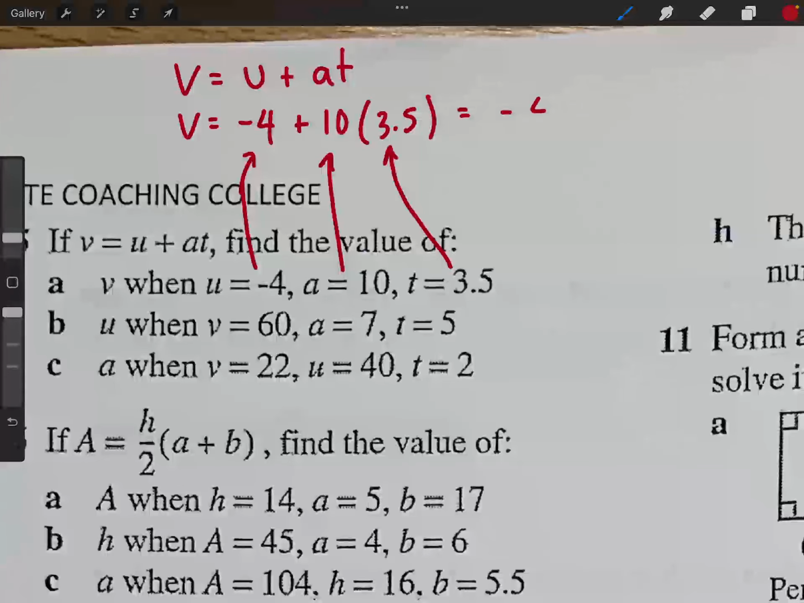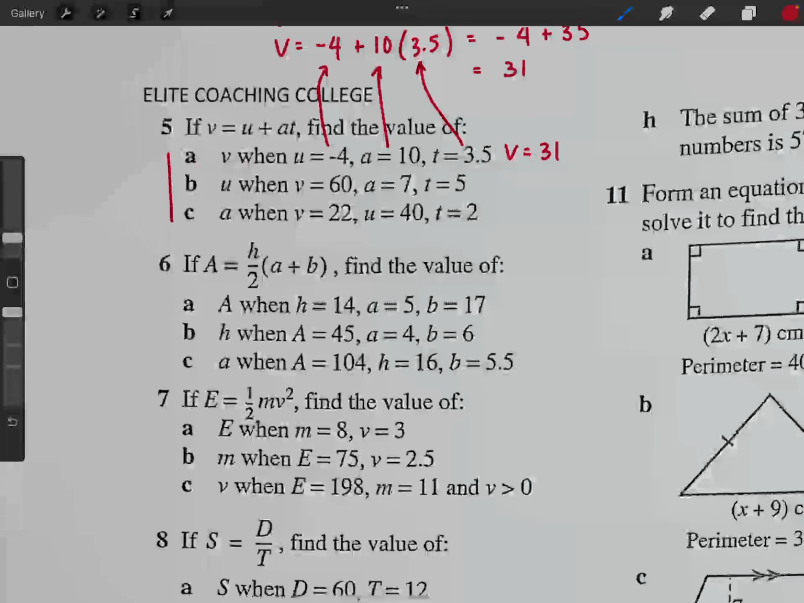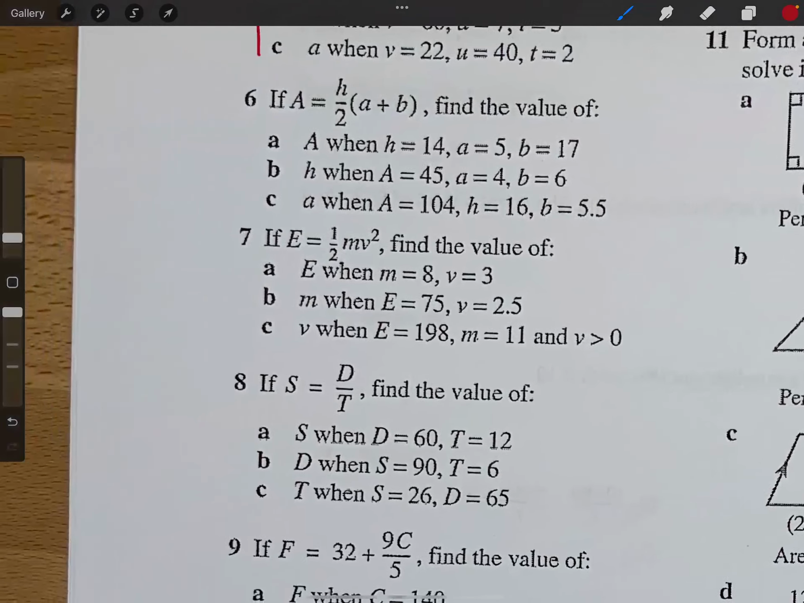You got minus 4 plus 10 times 3.5, that's 35. So minus 4 plus 35 will give me 31. So therefore v equals 31. There's your answer. Okay, the rest of that question will be the same. So moving on to question 6.